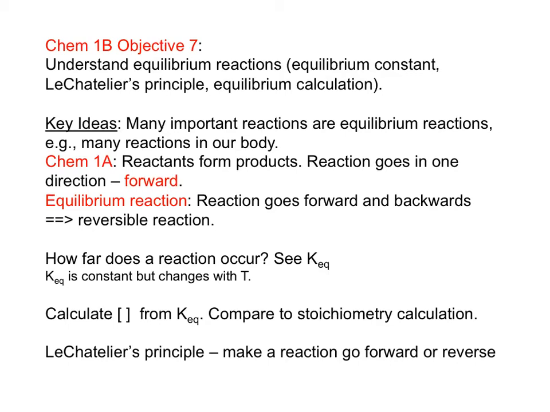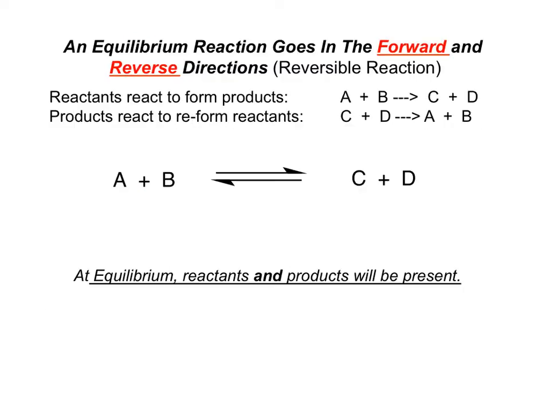All of the reactions that we looked at so far go in one direction, the forward direction, in which the reactants form products. There are many reactions in which the products reform the reactants. Those are called reversible reactions or equilibrium reactions. We will look at equilibrium reactions in this video.